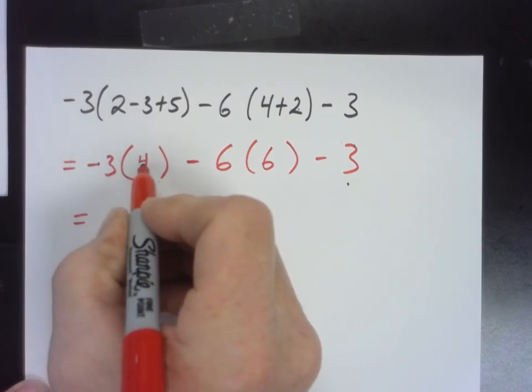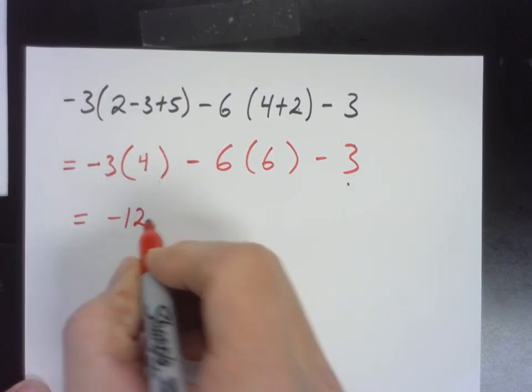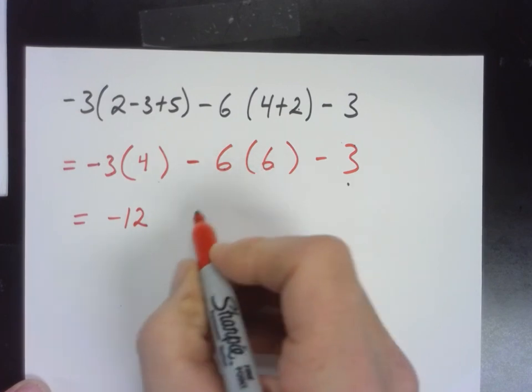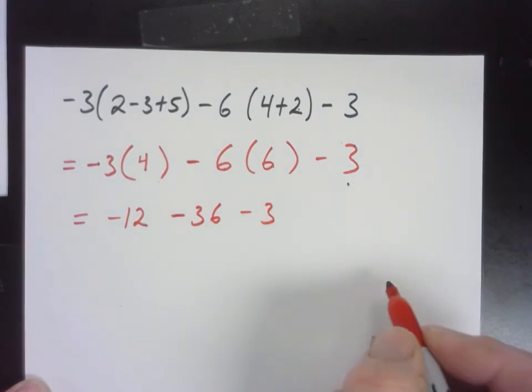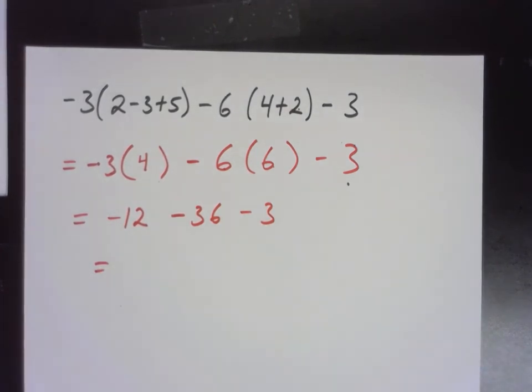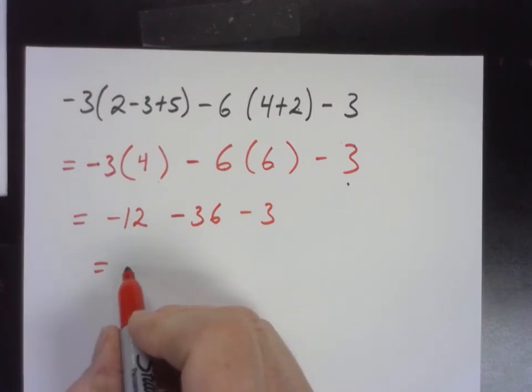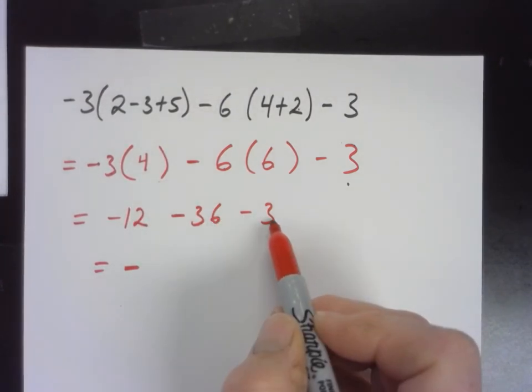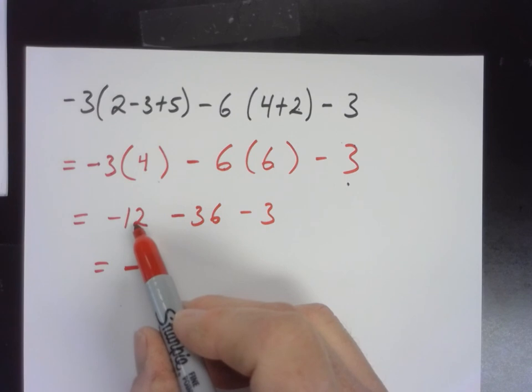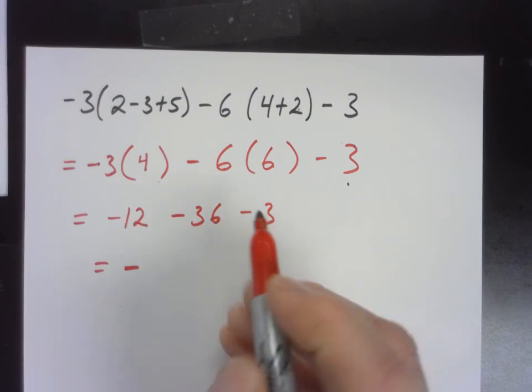-3 times 4. -6 times 6. And then subtract 3. Now, these are all negative numbers, aren't they? Right? So I think the answer is going to be negative when I add them up. Yeah, because there's 3 of them. Yeah. And I just need to add the 12 and the 36 and the 3, don't I? So let's see. 46, 48, 51.